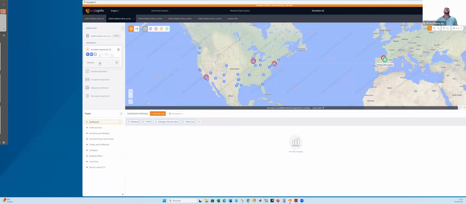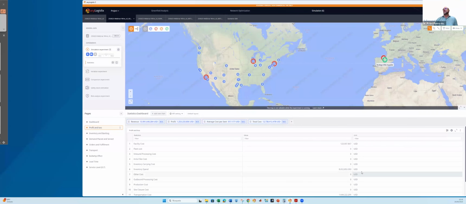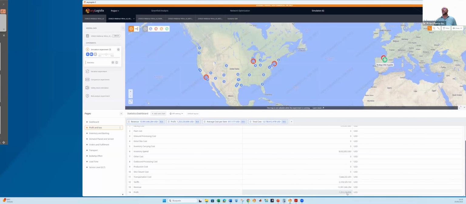I should go to the experiment and check which were the tariffs. And you can see here that we have a real impact. It has touched our profits. Really, really bad. So this is how you can configure simulation tariffs in anyLogistix, but this is not the only thing you need to do.